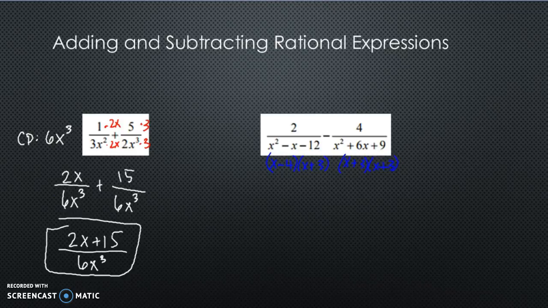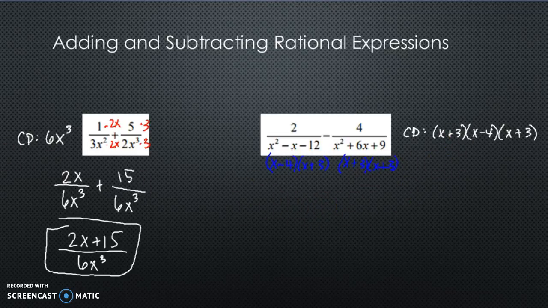Right, so they both have that x plus 3 in common. So we're definitely going to have x plus 3 in our common denominator. Right, but then this one's missing the x minus 4. So it's got to have an x minus 4 in it. And then this one has 2 x plus 3's. So my common denominator is going to be x plus 3 times x plus 3 times x minus 4. It's got to have all of these factors in that one common denominator.